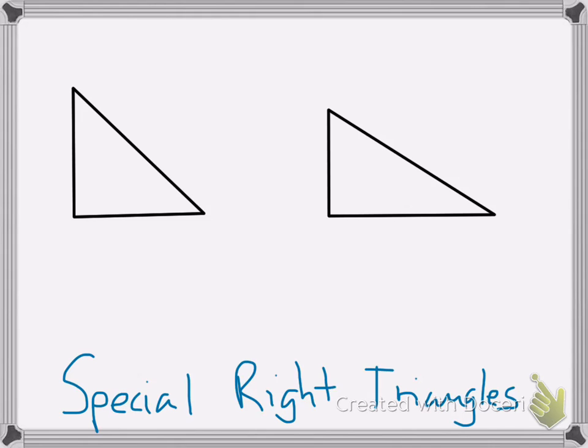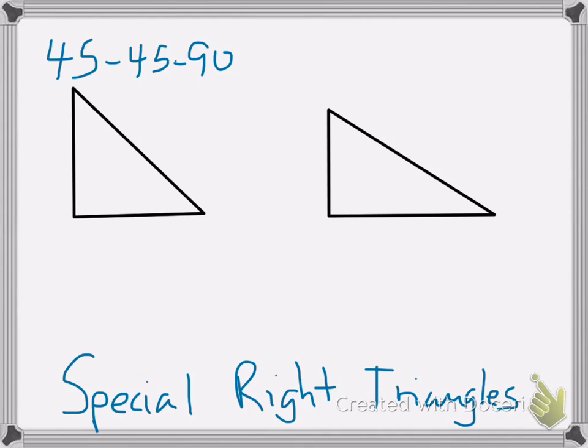And one of the other big topics that is covered in week 22 is the special right triangles. Now special right triangles, there's two kinds, or these are two special right triangles. There is the 45, 45, 90 triangle.